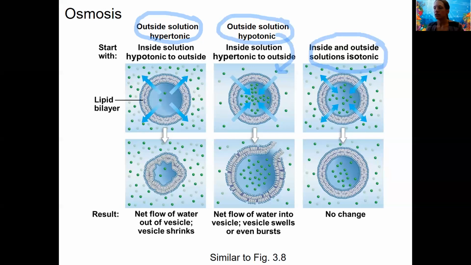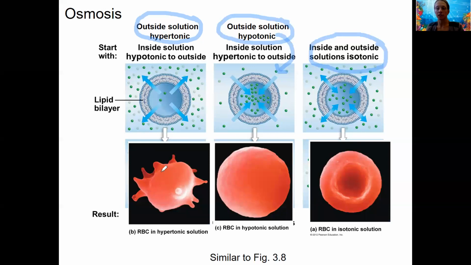Last thing here is putting this onto, so actually this happens to red blood cells. So this is what it would look like in terms of a red blood cell. Isotonic, happy red blood cell, so this would be in your blood plasma. Hypotonic, red blood cell is going to swell and potentially burst. And then a hypertonic solution, the red blood cell is going to shrink or crenate. And we will see this in lab.